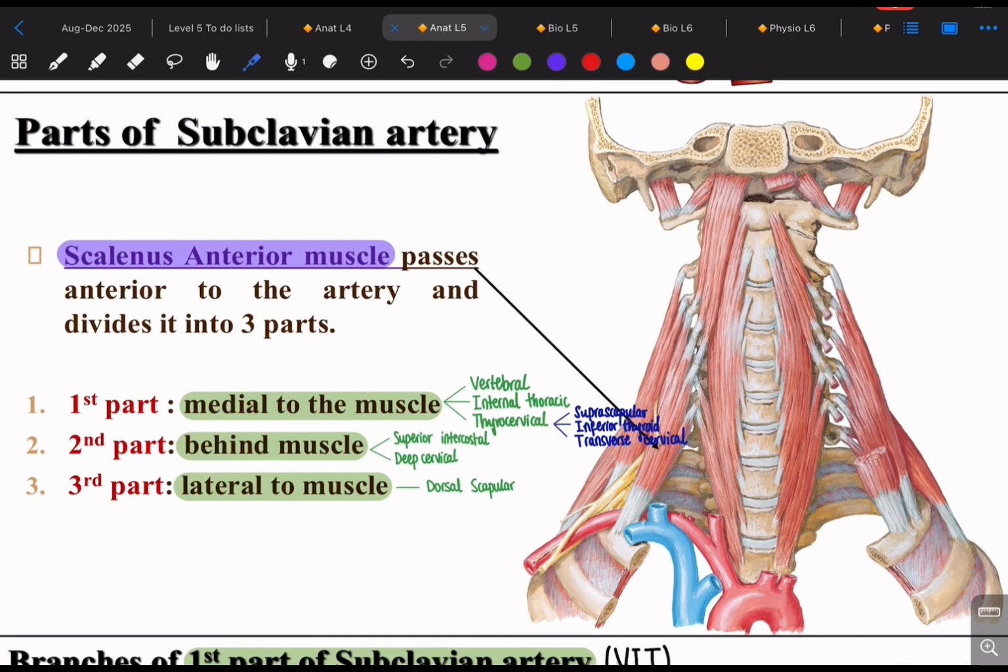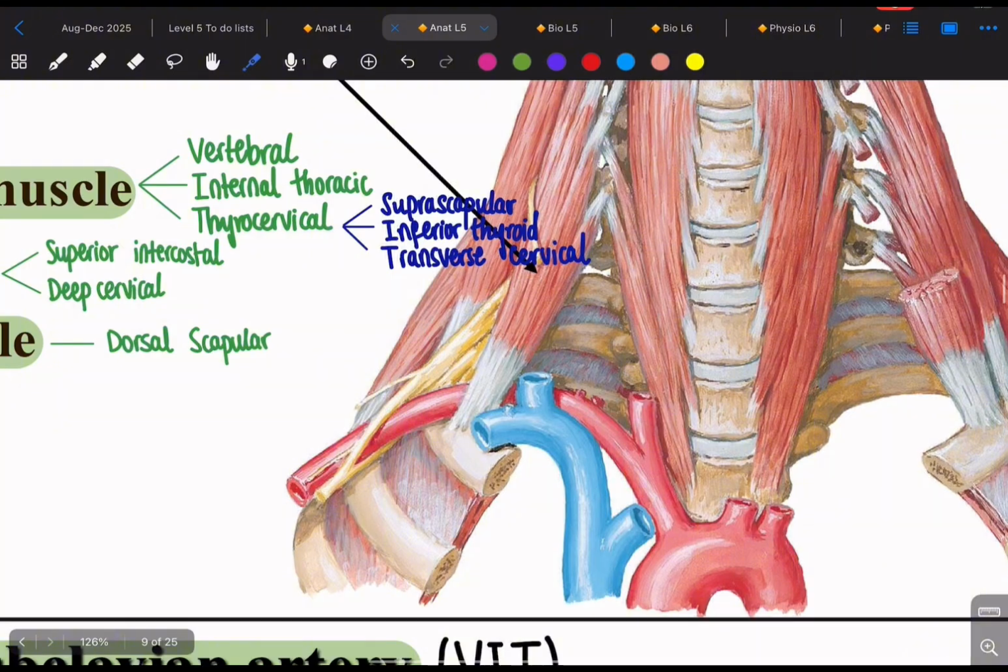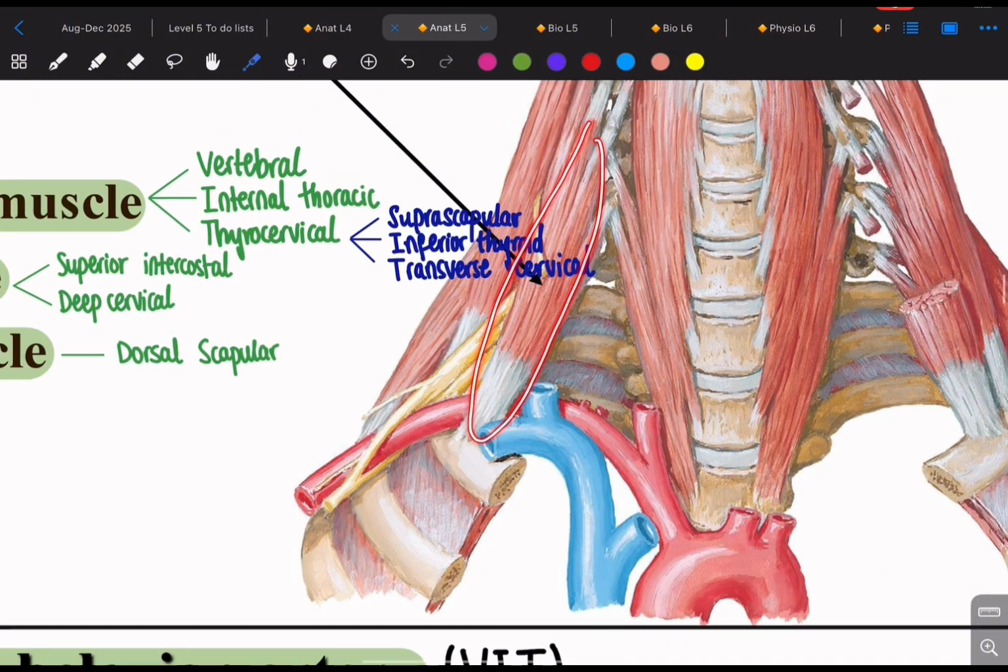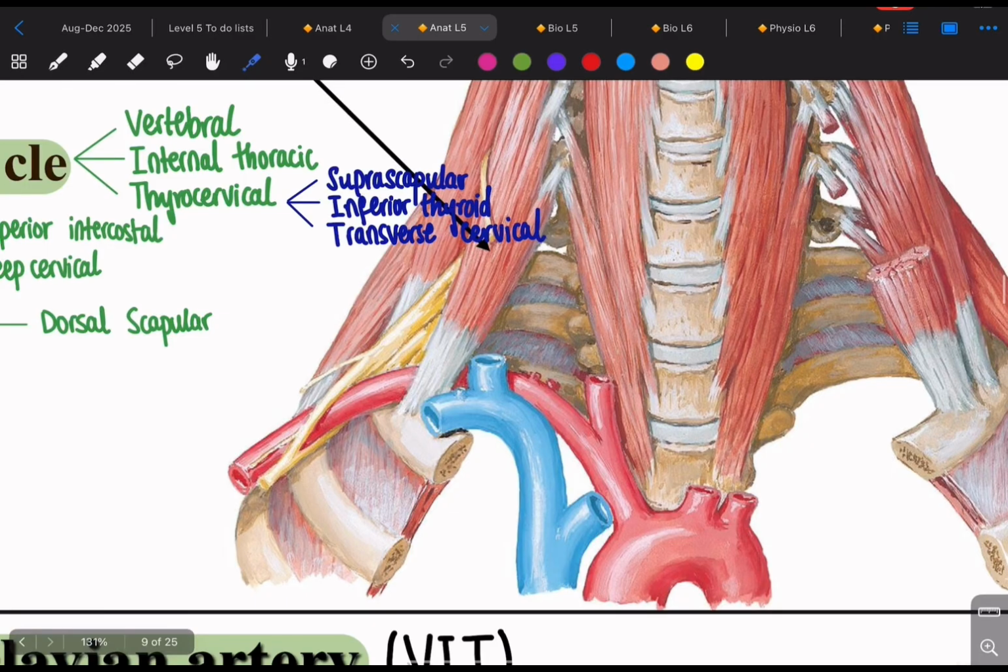So we have 3 parts for the subclavian artery: the first part, the second part, and the third part. How can we differentiate between them? By this muscle. So here's the muscle, the scalenus anterior muscle. The part medial to it, or the medial part of the artery to the muscle, is known as the first part of the subclavian artery.